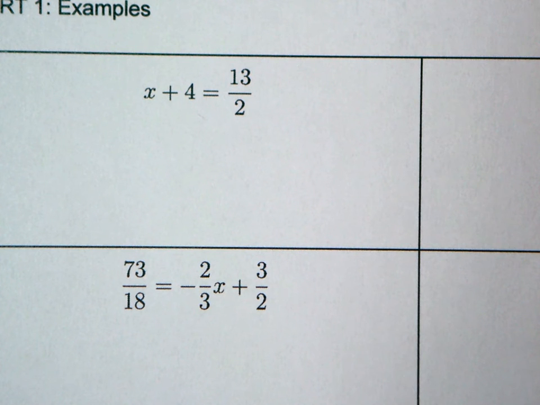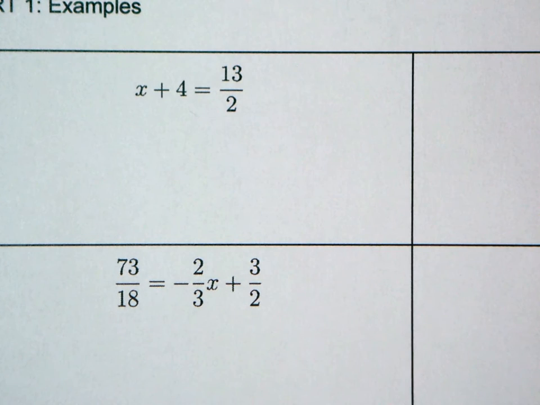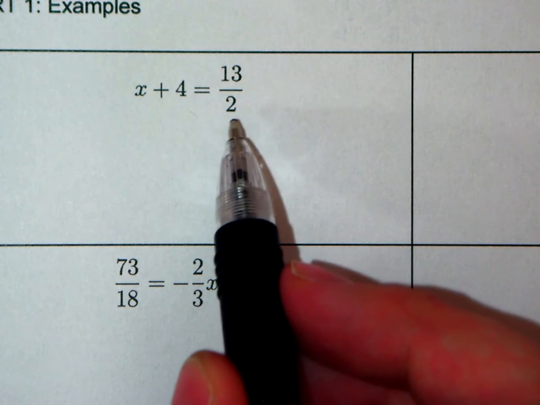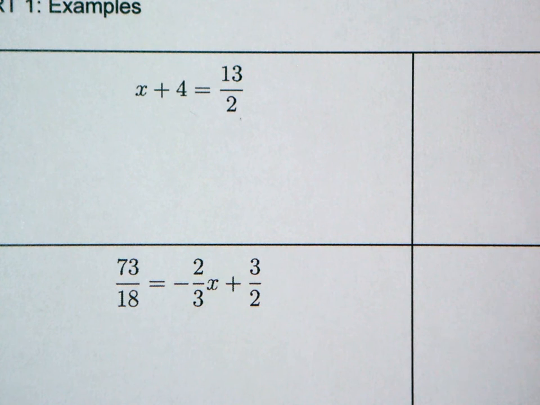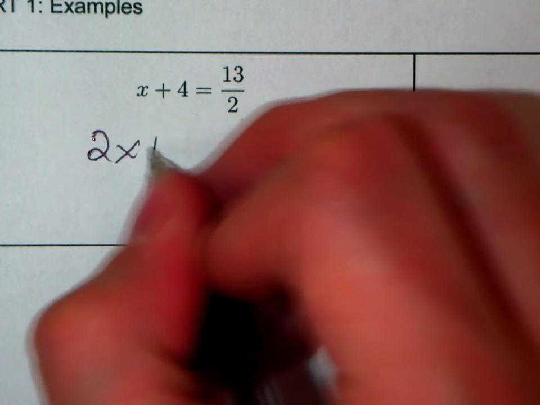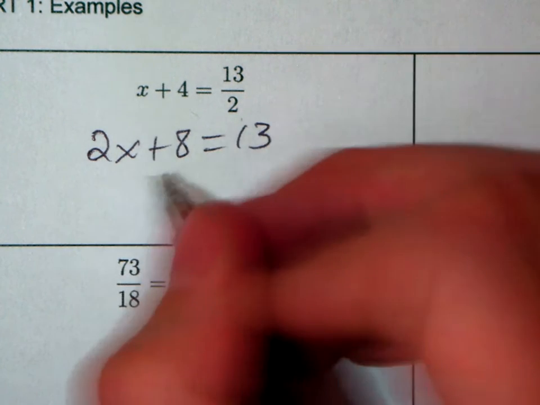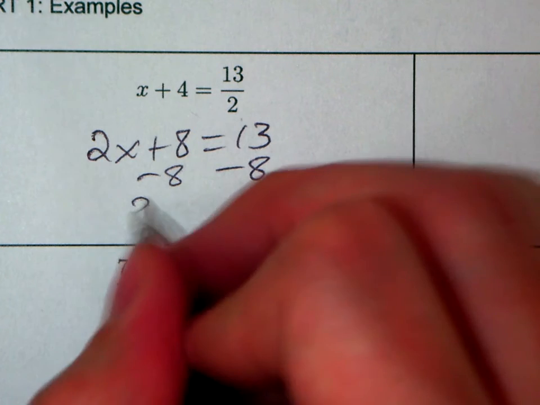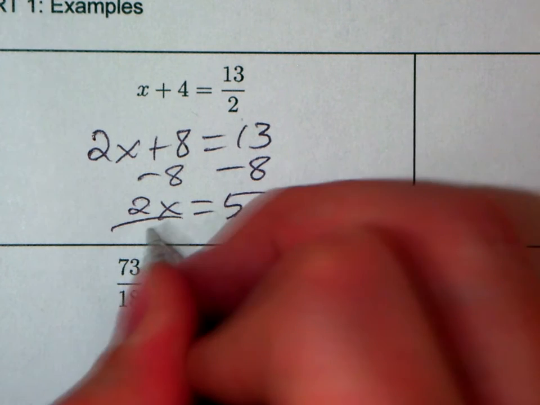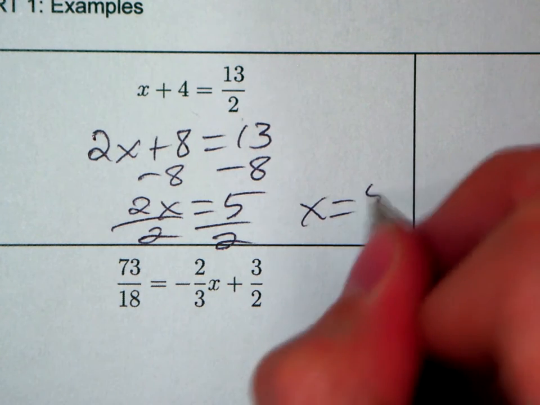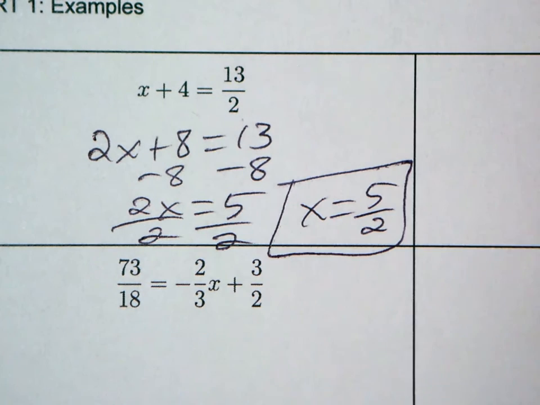Rather than deal with this fraction by subtracting 4 from both sides and having to convert 4 into halves, so I'd really subtract 8 halves, which gives me 5 halves, I can avoid that by multiplying every single term by the denominator of 2. So this gives me 2x plus 8 is equal to 13. And then when I subtract 8 from both sides, I get 2x is equal to 5. And when I divide by 2, x is equal to 5 halves, just like I predicted.